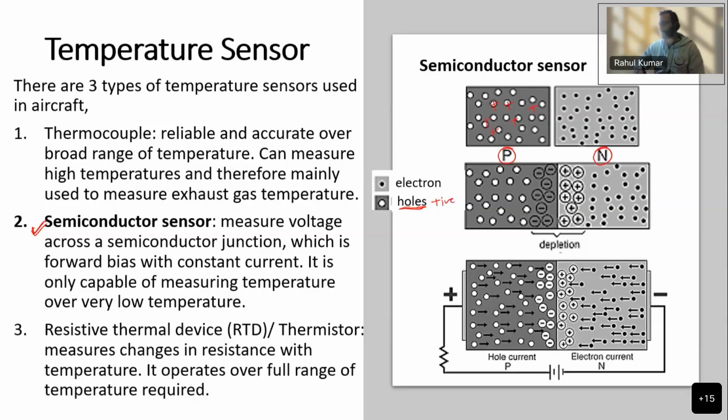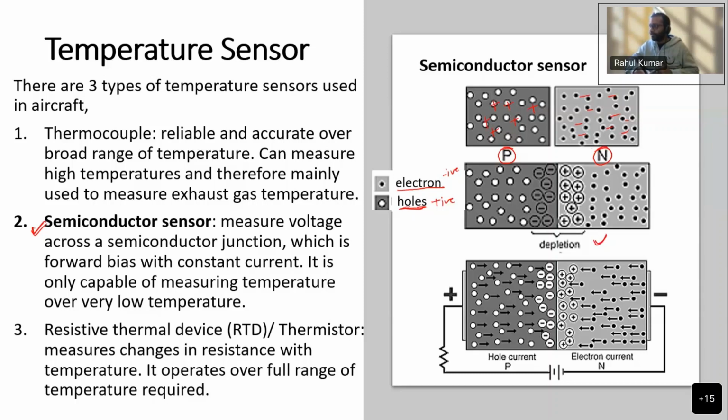And n-type semiconductors have more electrons, or negative charges. So in a semiconductor sensor, what we do is we take a p-type and an n-type semiconductor and join them together, something like here. So we join them together.